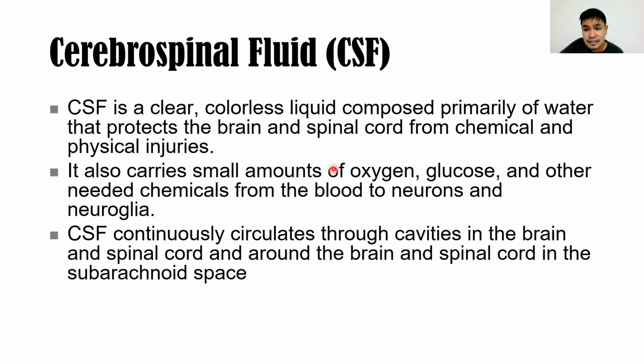It carries small amounts of oxygen, glucose, and other needed chemicals from the blood to neurons and neuroglia. And your CSF continuously circulates through the cavities in the brain and spinal cord and around the brain and spinal cord in the subarachnoid space. So, simply put, your CSF is an important fluid that helps in the oxygenation and supplying the glucose needed by the brain, continuous glucose giving, and it's located in the central nervous system, brain and spinal cord.